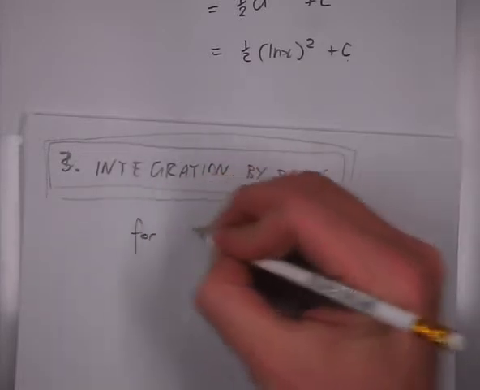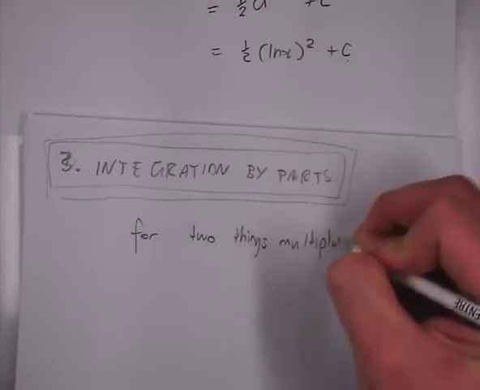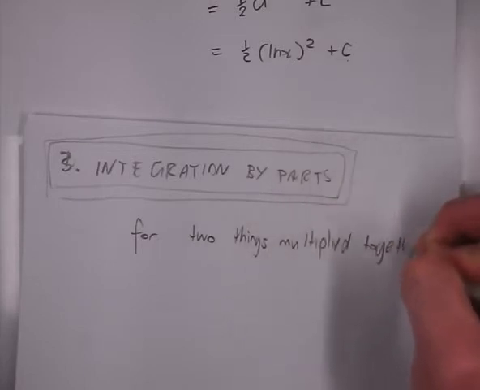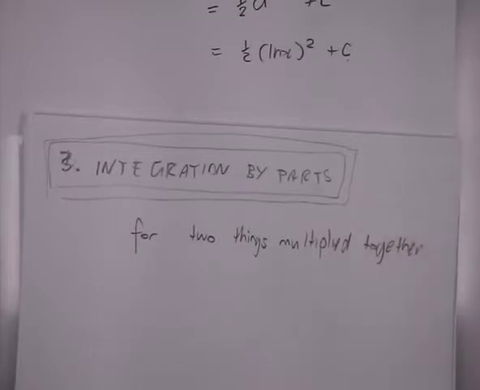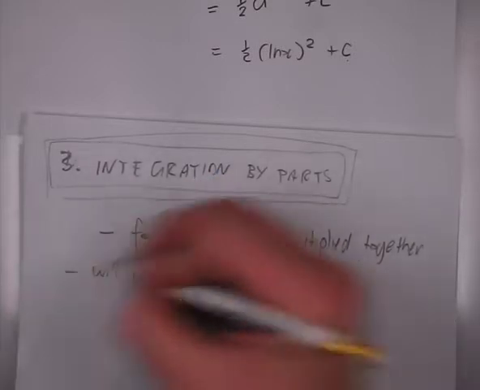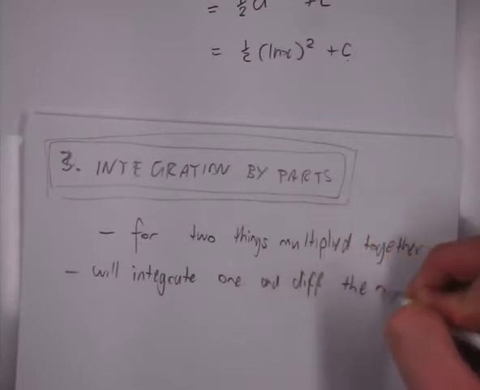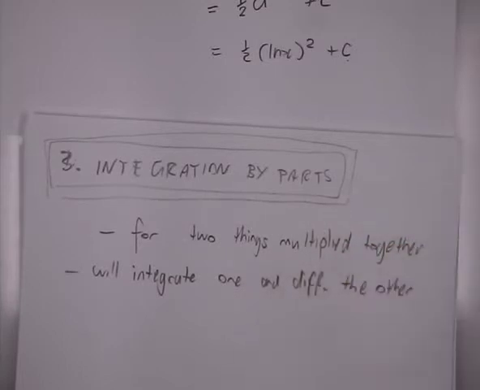So this is for two things multiplied together. That's what it's designed for. So if you can rewrite it or look at it as two things multiplied together, then that's what integration by parts is for. You need to be able to integrate one of those parts and differentiate the other. Okay? So you integrate one and you differentiate the other.